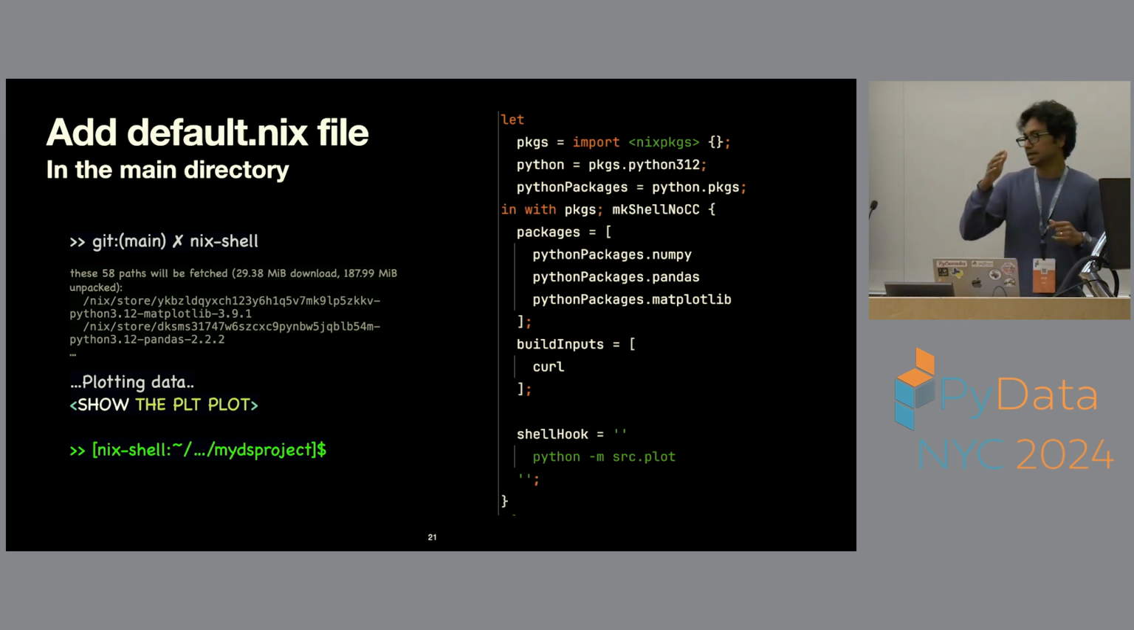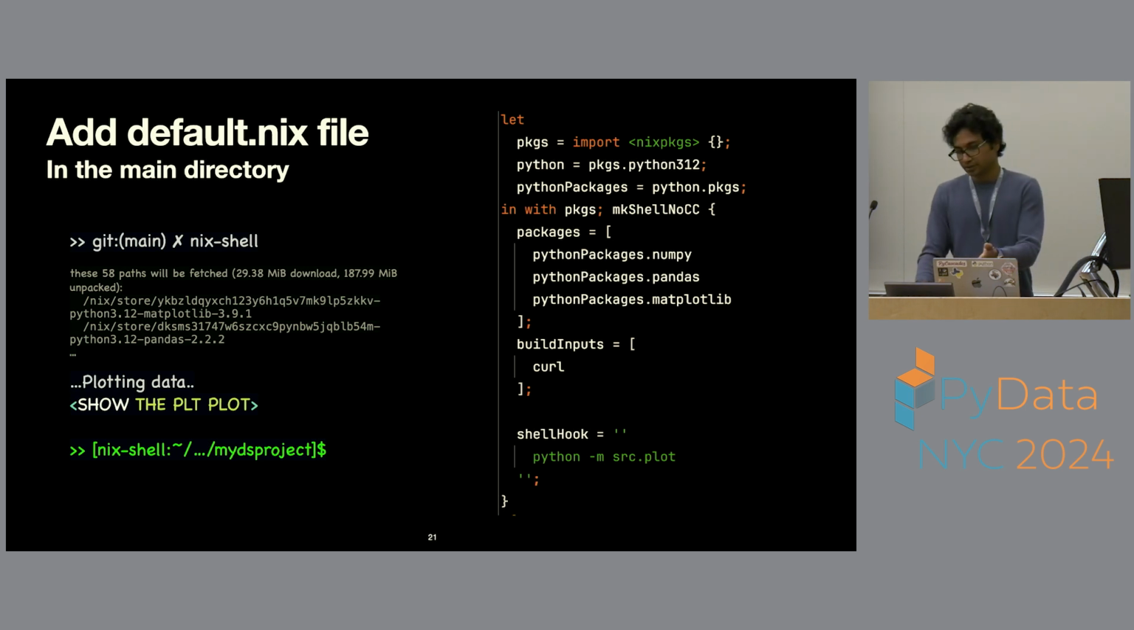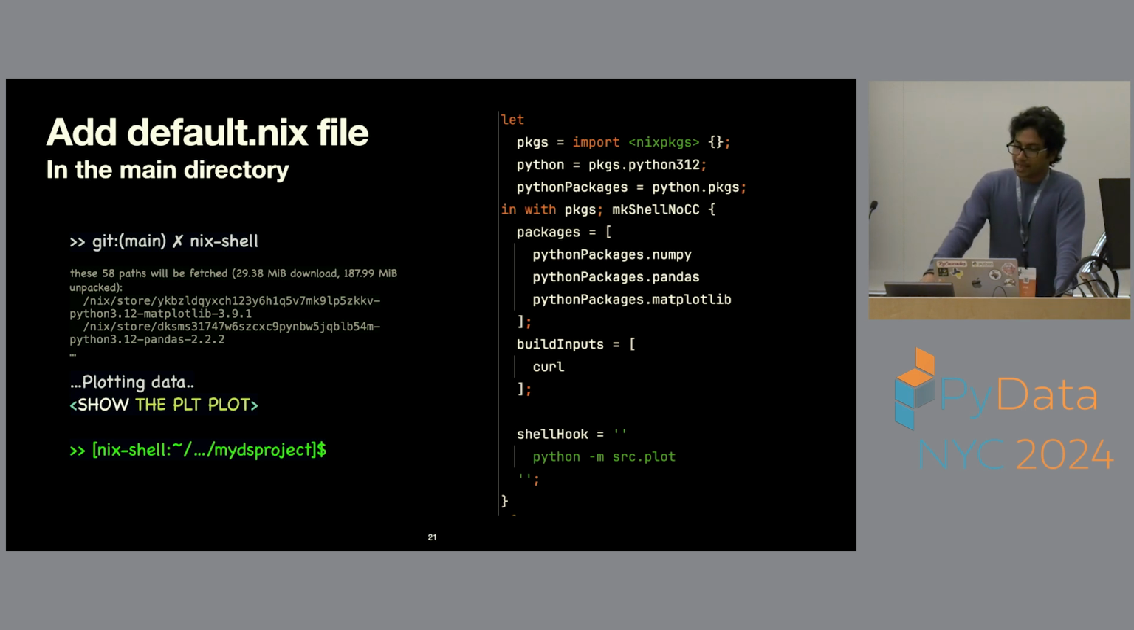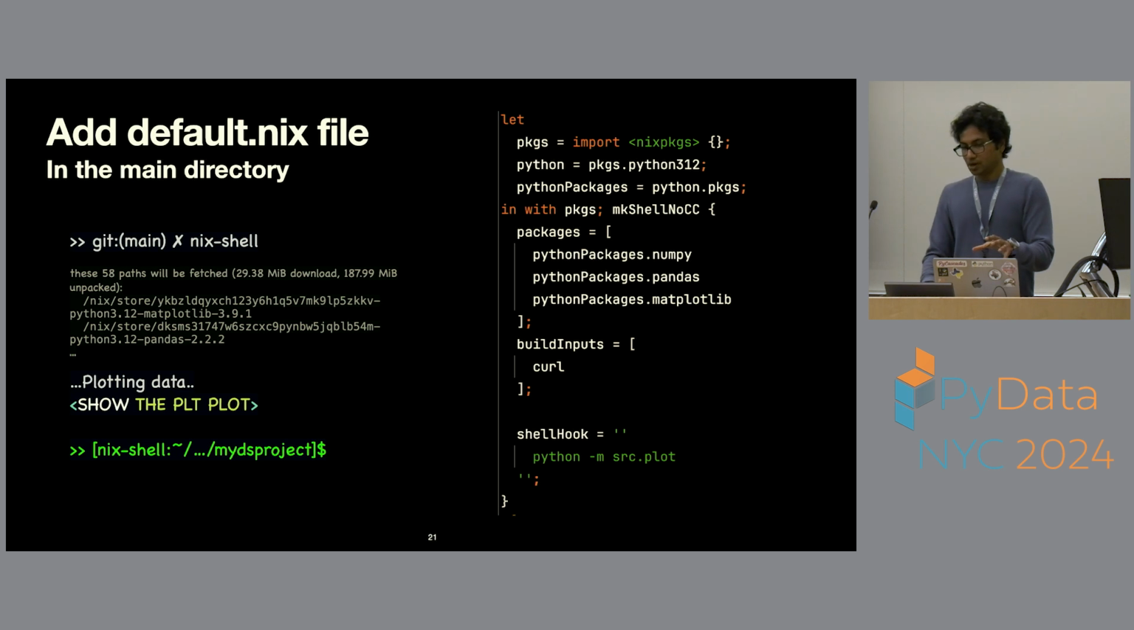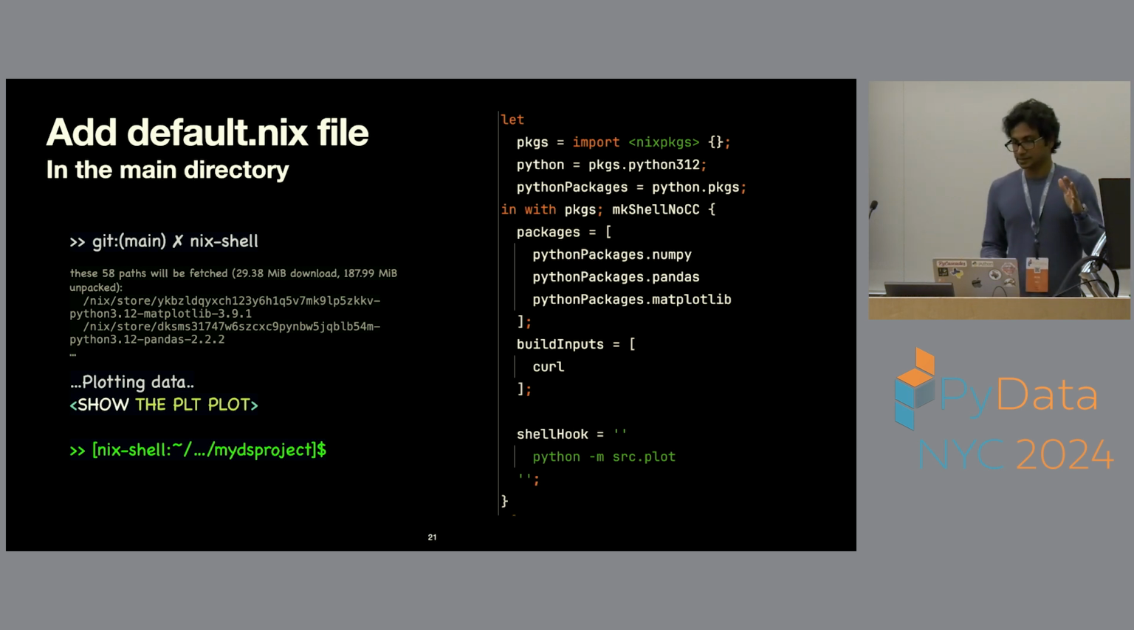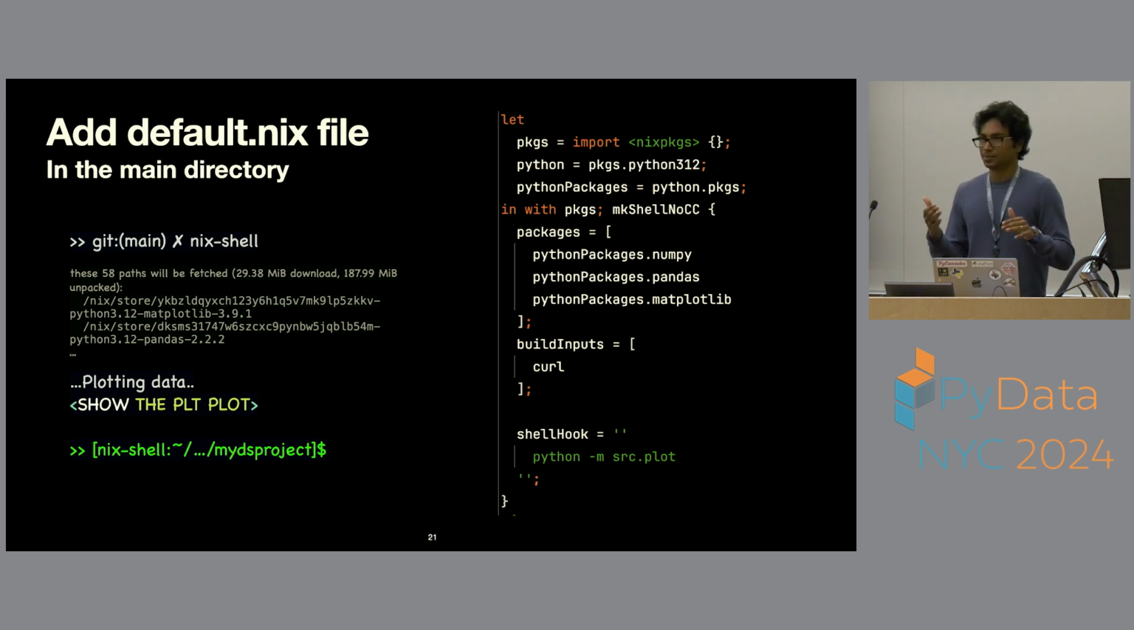Think of it like the import statement in Python, right? You're importing the Nix packages, and you're saying, hey, I want all the packages in Python 3, so Python 3.12, because that's what we had in our system. And then the next one is the main block, the in block. The in block is basically the main configuration block. And you're basically saying, hey, create a shell. This mkShell with no CC basically means create a lightweight build environment which does not have the C compiler tools, because you just want to run this, right? You don't need all of that.